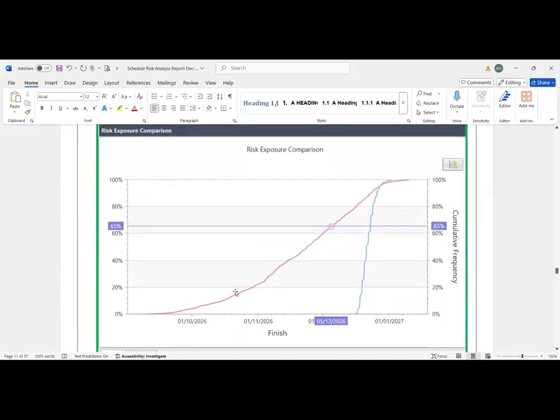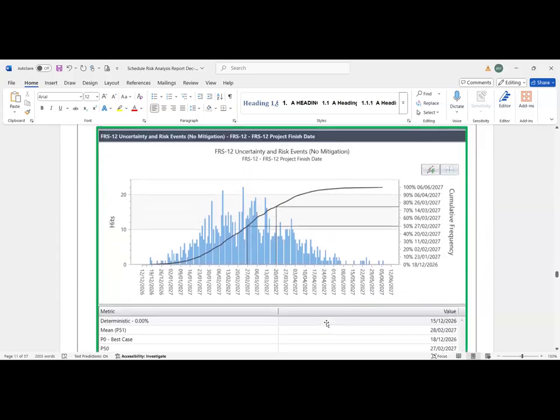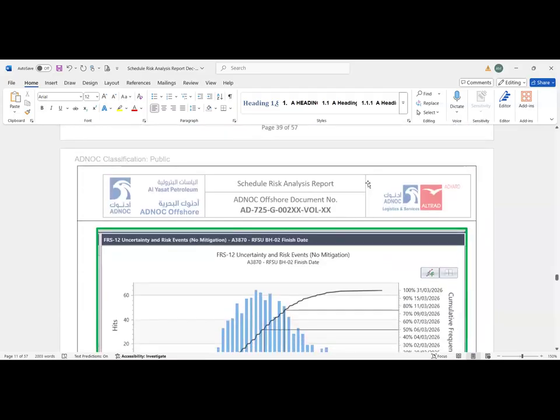Without risk assigning, it was only duration. So this was the curve. When we assign the risks, the duration of the project shifted from 1st October to 5th December. So after assigning the risk, this is the Monte Carlo analysis. First was on the duration risk; this one is after assigning the risk.